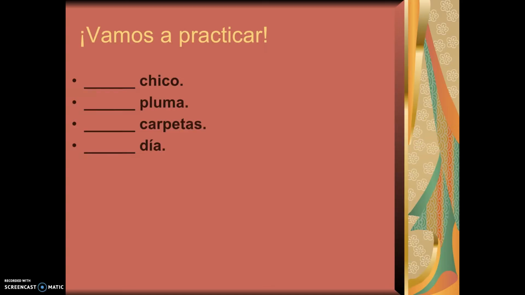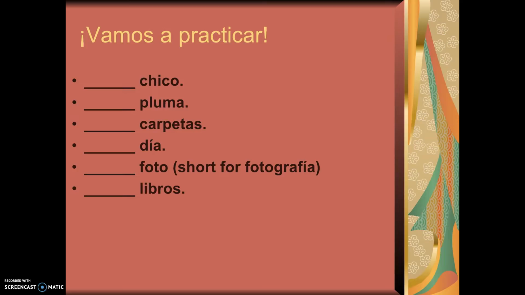So what I want you to do, vamos a practicar. I want you to take a look at these words right here. On the left hand side of your notes, it says definite articles. We have chico, pluma, carpetas, día, foto, which is short for fotografía, libros, helado, refrescos, and chicas. Tell me which definite article, el, la, los, or las, goes here. I want you to pause it right now and work on this.